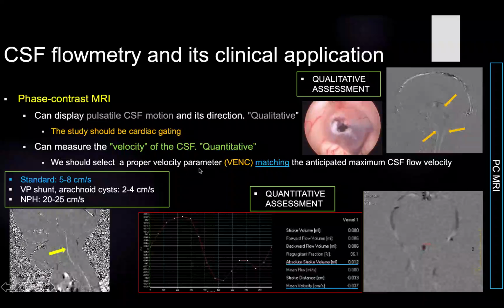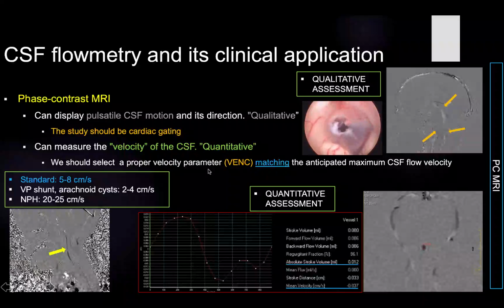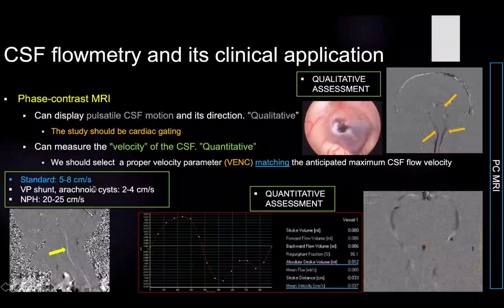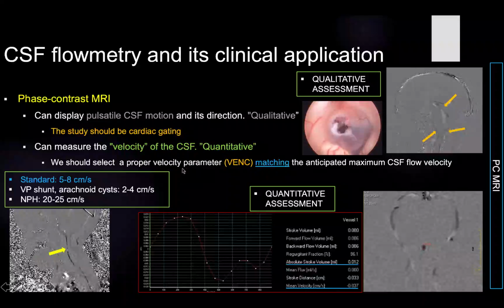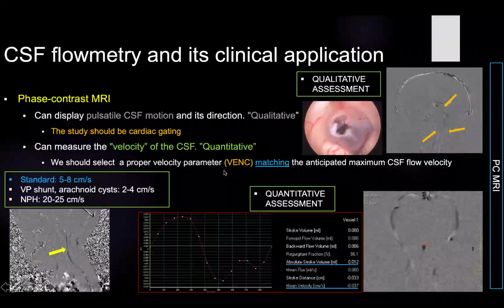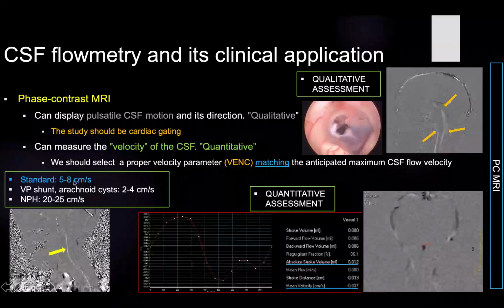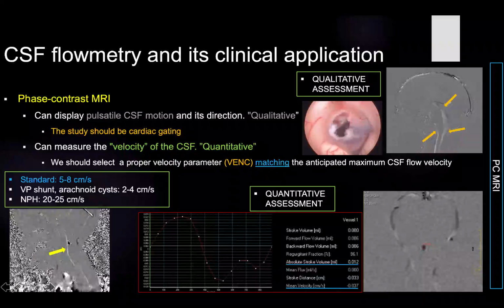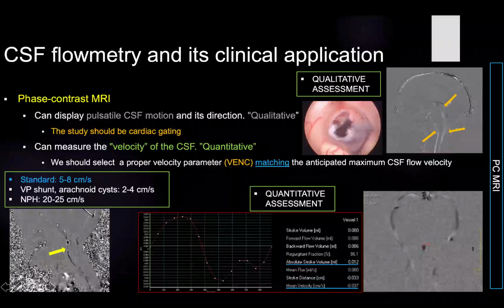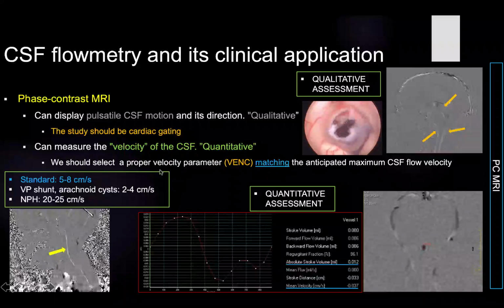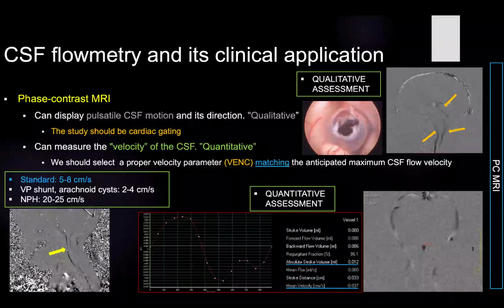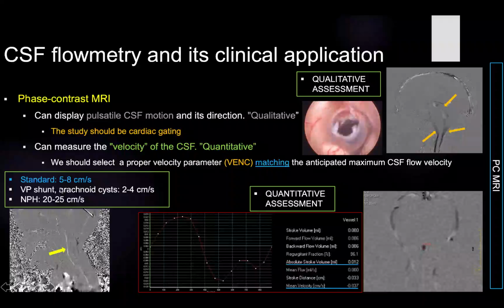study. We should choose this parameter close enough to this velocity, because if the parameter here is much lower than the normal CSF flow, it will produce this artifact, which is called aliasing artifact. You can see here, this is an aliasing artifact. This means that the velocity encoding parameter that I chose is much lower than the anticipated velocity.